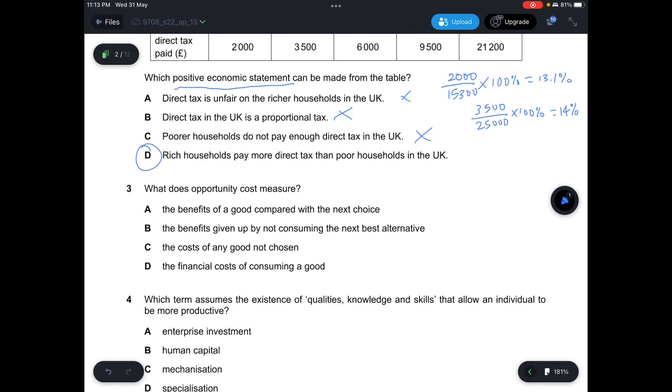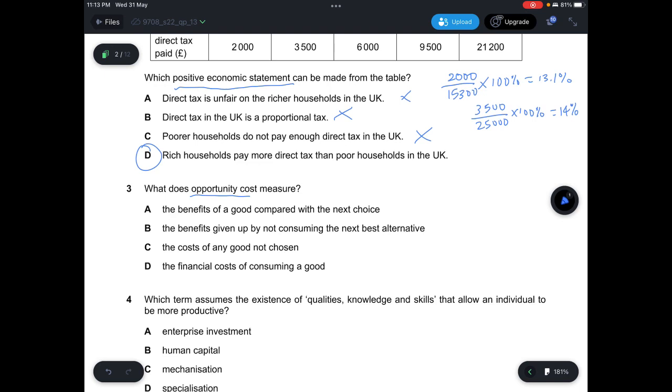Question 3, what does opportunity cost measure? A says the benefits of a good compared with the next choice. B says the benefits given up by not consuming the next best alternative. C says the cost of any good not chosen. And D, the financial cost of consuming a good. Now, opportunity cost by definition is the next best alternative forgone.